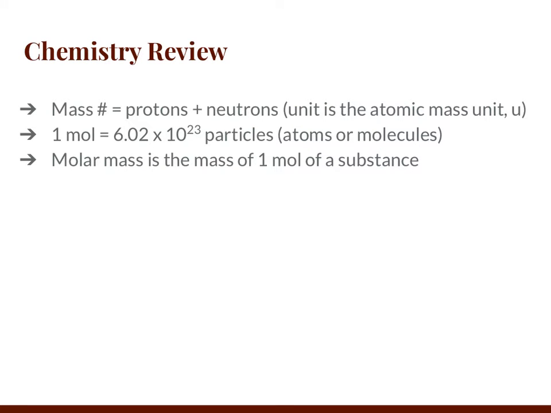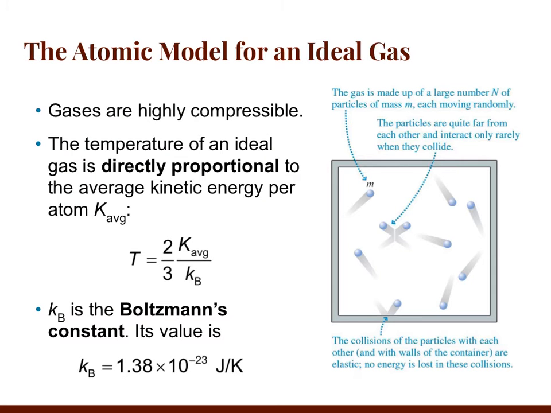Moving on. Other things you need to remember from chemistry are that the mass number equals protons plus neutrons. That 1 mole is 6.02 times 10 to the 23rd particles. You also need to know how to do that conversion. And that the molar mass is the mass of 1 mole of a substance. You need to know how to find molar mass. If you don't know how to find molar mass or convert moles to particles, please email me. I can send you some other videos I've done over those topics, but you should have already learned that in chemistry. All right, on to the actual part of the lecture that is new.